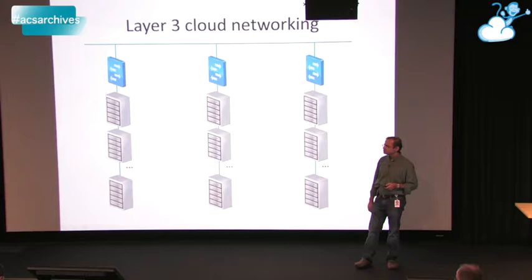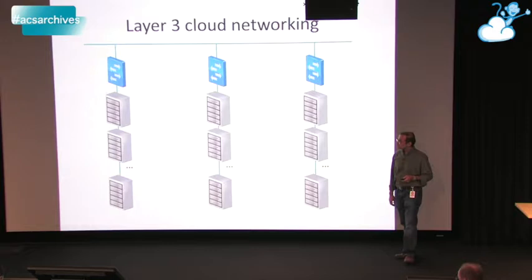The attraction of Amazon-style networking is that it's practically infinite scale. You're limited by your class C IP addresses, not by your 4,000 VLANs.